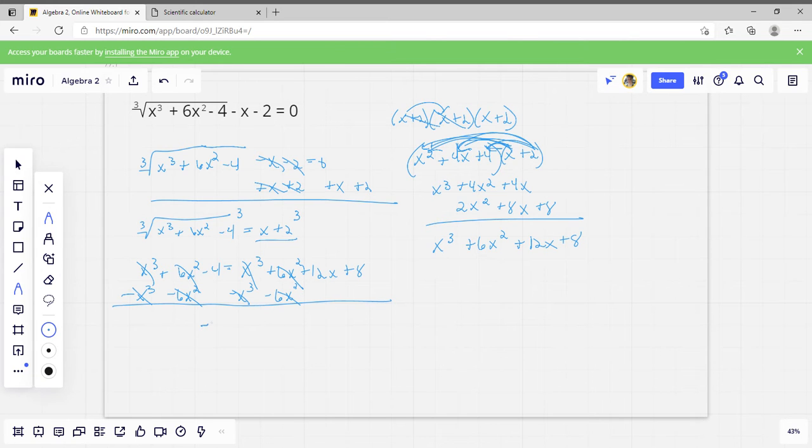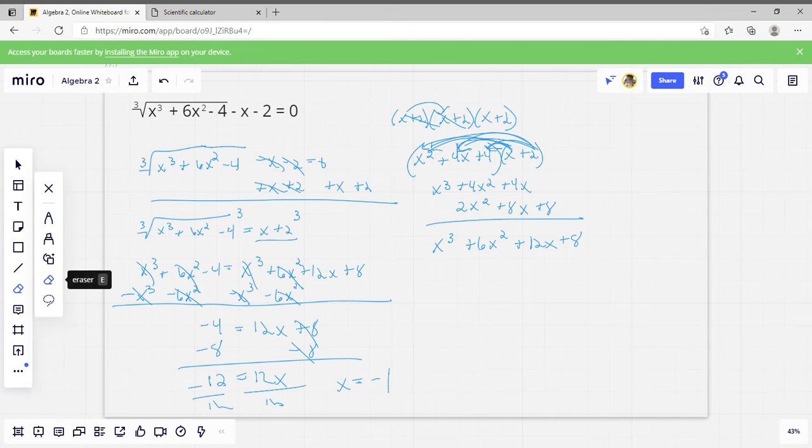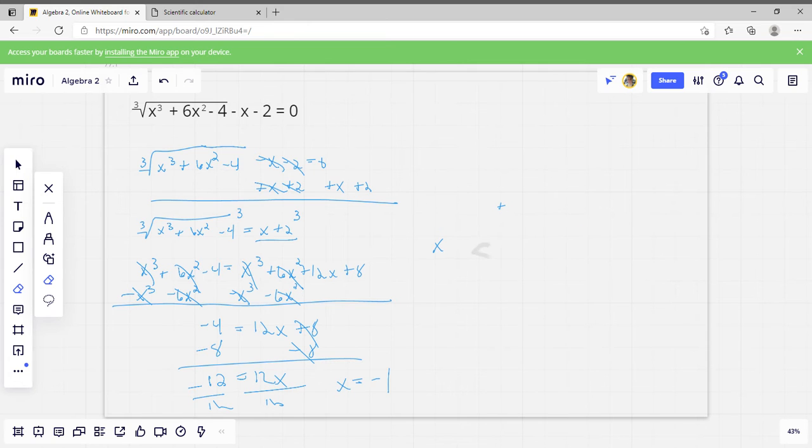Okay, so now I have negative 4 equals 12x plus 8. All right, now minus 8. I have negative 12 equals 12x. X equals negative 1. All right, so for that one, x equals negative 1. Now, we're always supposed to check that and make sure, because sometimes it doesn't work, and that means there is no solution to the problem.